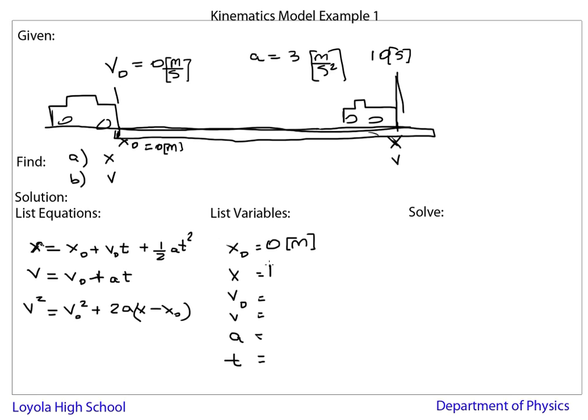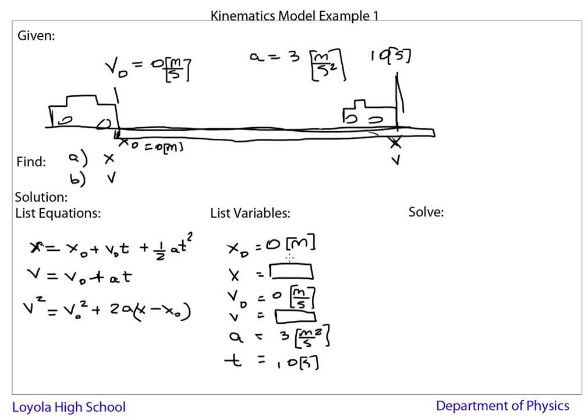How far does it travel? I don't know. I leave a blank. What's its initial velocity? It's 0 meters per second, because the car starts from rest. What's the final velocity? I don't know. We've got to find that out. But I do know that it accelerates at a rate of 3 meters per second squared, and it takes 10 seconds to do it. So those are my variables.